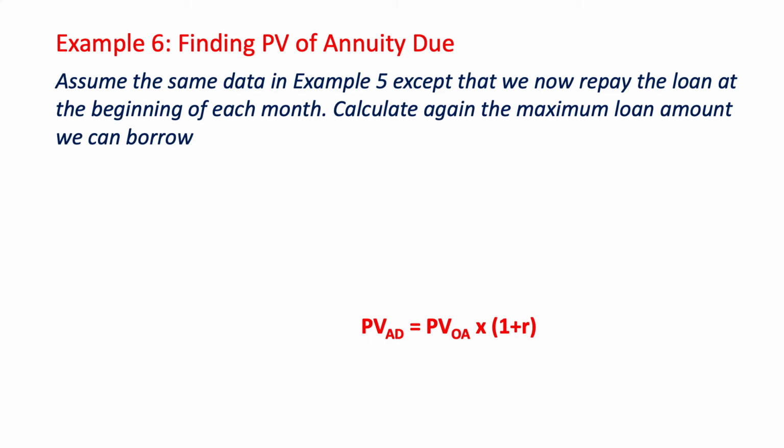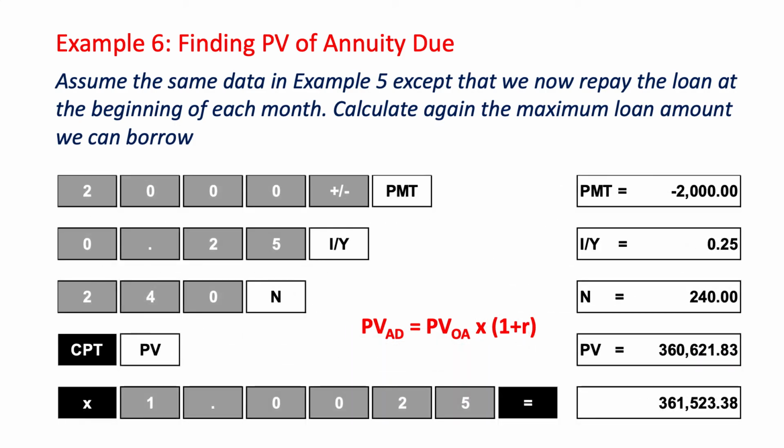So the first 4 calculation steps for example 6 are exactly the same as example 5, which generates the loan amount on the assumption that the loan payments are made at the end of each month. Then in the last step, we multiply the PV by 1 plus the period rate, that is 1.0025. It becomes the loan amount that we can borrow if we make the 2,000 loan payment at the beginning of each month.